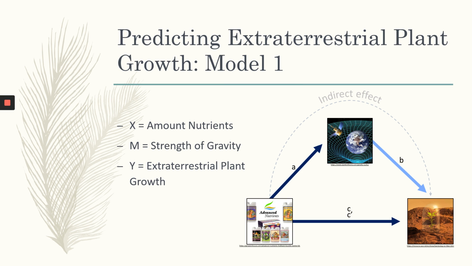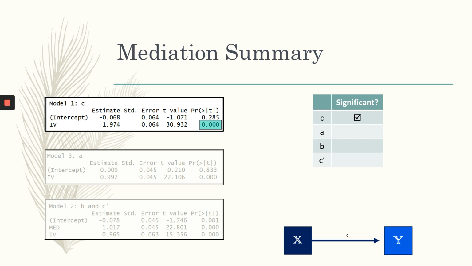In our first mediation model, we are going to look at how well plants will grow once you've made it to space, as predicted by nutrient levels and the strength of gravity acting on the plant. Pictured here are those relationships between our variables, which we will interpret in the order suggested by Baron and Kenny. To start, we look at C, or how extraterrestrial plant growth is affected by the amount of nutrients before we add the mediator of gravity.